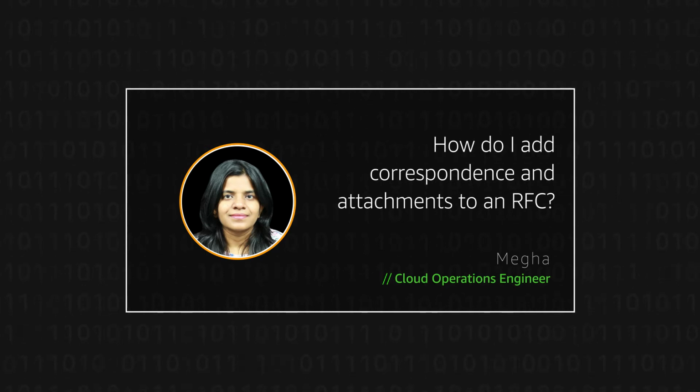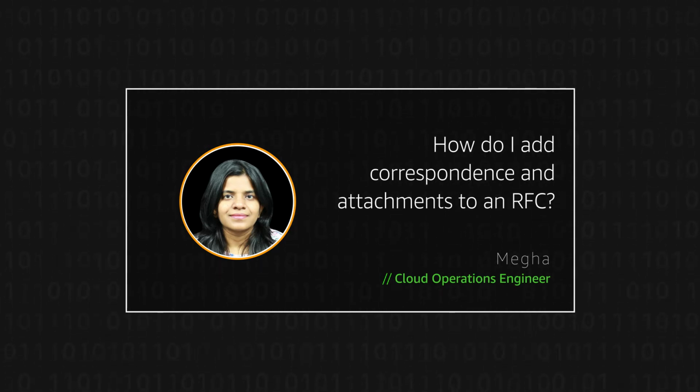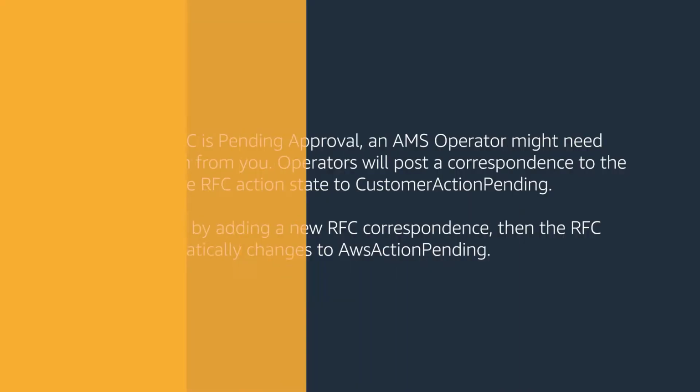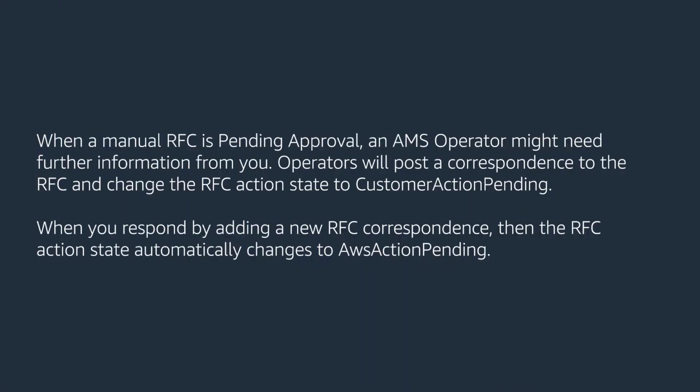Today I'm going to show you how to add correspondence and attachments to an RFC. Let's get started. When a manual RFC is pending approval, an AMS operator might need further information from you. Operators will post a correspondence to the RFC and change the RFC action state to customer action pending. When you respond by adding a new RFC correspondence, then the RFC action state automatically changes to AWS action pending.